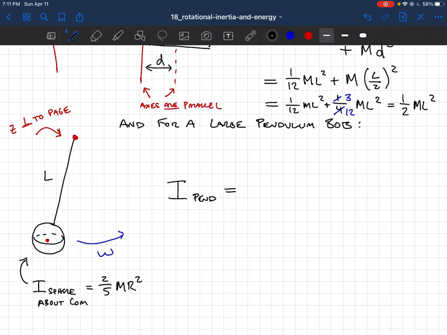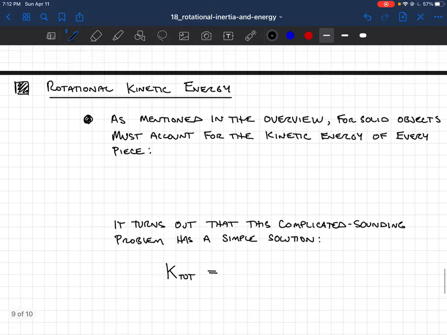So what is the moment of inertia? Well, it's going to be I about the center of mass plus m d squared, and that is 2/5 the mass of the pendulum bob times the radius squared plus the mass of the pendulum bob times L squared. And that's it. That's the moment of inertia of a pendulum, and that tells you the resistance to the rotation of the pendulum about that axis.